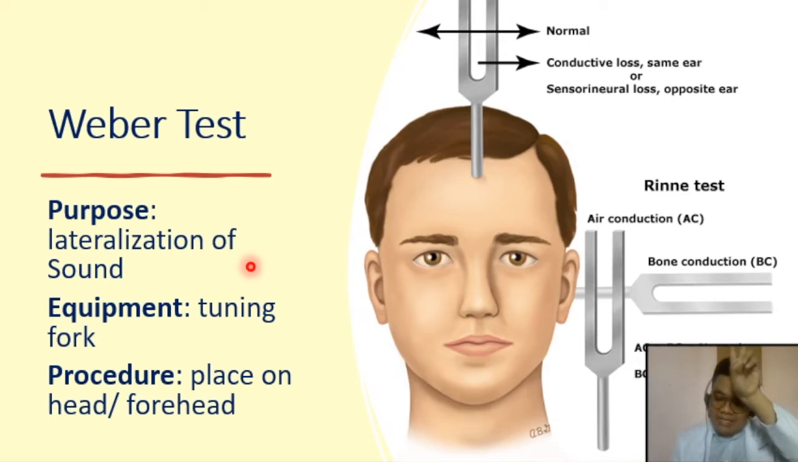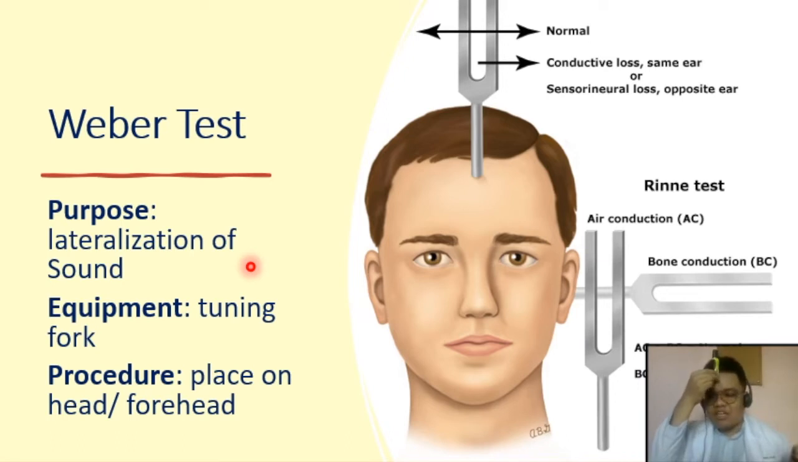The purpose of that class is to test for lateralization of the sound. So class, once you place your tuning fork, let's say for example, here, you'll be asking your patient, on what part or on what ear is he hearing the sound louder? So class, if the patient hears the vibratory sound louder on the left ear or the right ear, that would mean an abnormal result.